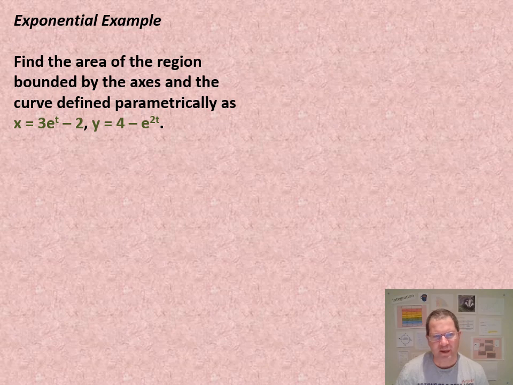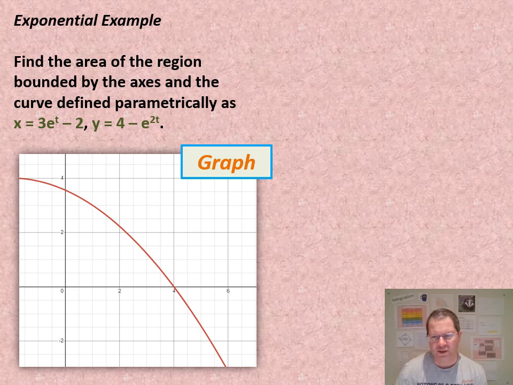Find the area of the region bounded by the axes and the curve defined parametrically as x equals 3e to the t minus 2 and y equals 4 minus e to the 2t. And so it's a good idea, of course, to know what we're actually looking at. So here is the graph. It looks very much like it's going to cross the x-axis at 4. So the area of the region we're talking about is between the x-axis, the y-axis, and the curve. And it looks like a and b are going to be 0 and 4.